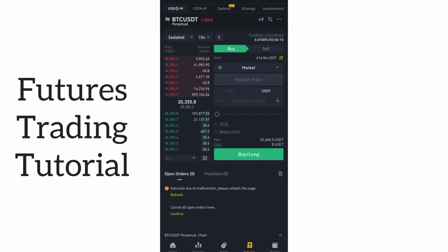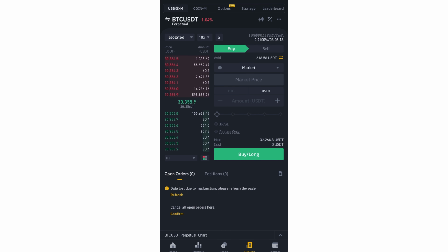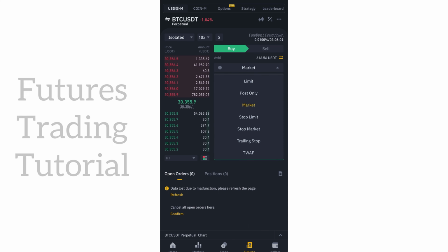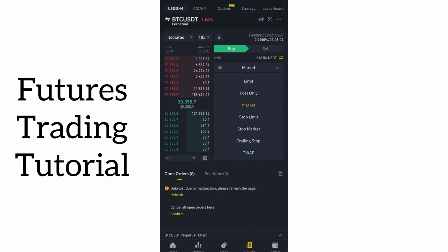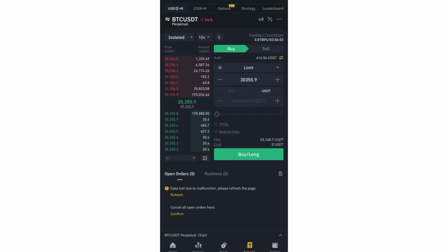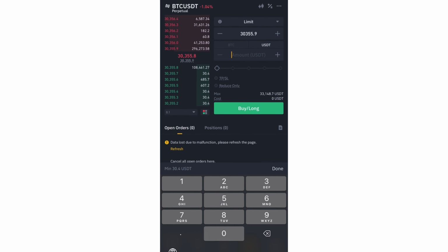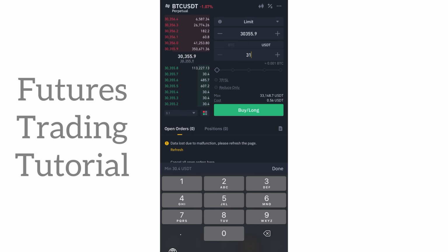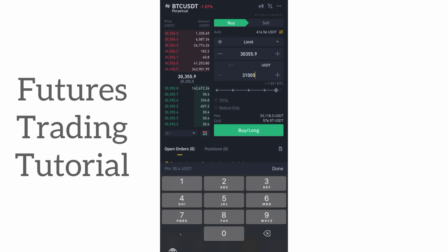like 30,355.8. That's market order. Limit order means, let's say you want to buy at 31,000 and the market has not reached 31,000. You can set a limit order, and once the market gets to 31,000, it's going to buy for you. So let's set the limit order at $31,000. I've put the limit, the price I want to buy.